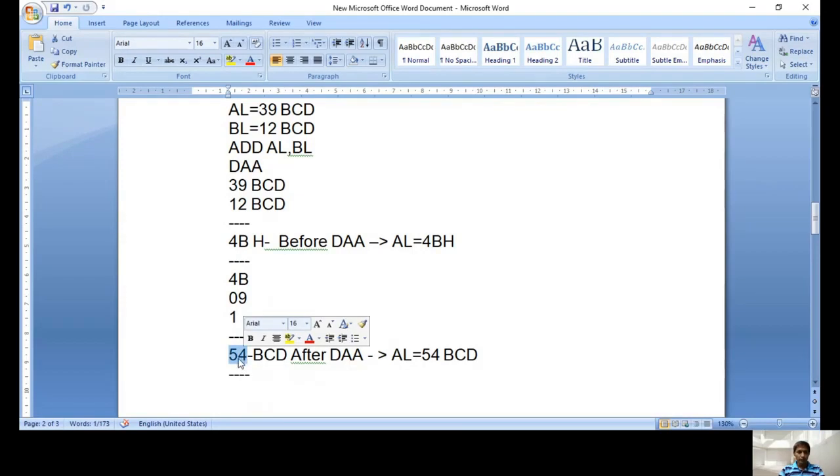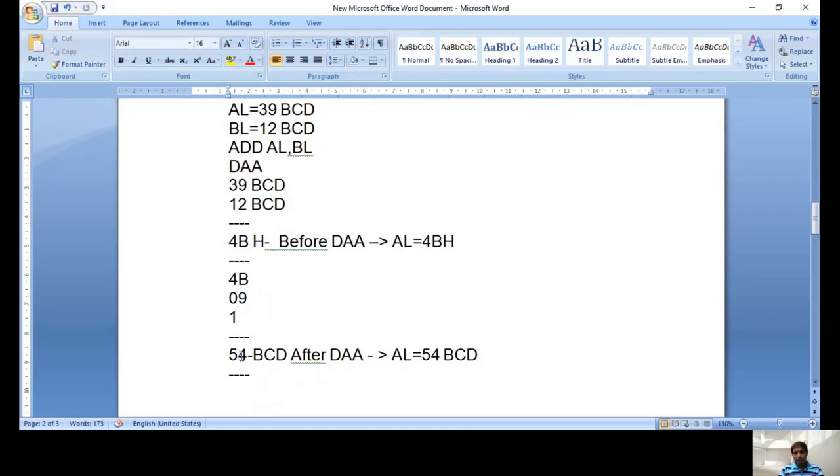Now in this 54, is there any A to F letter? No. Then it is purely BCD. Like that, the DA instruction checks the results. Either the lower 4-bit value is more than 9 or the higher 4-bit value is more than 9. If the lower 4-bit value is more than 9, it will add 09. If the higher 4-bit value is more than 9, it will add 90. In this example, the lower 4-bit value is more than 9, that's why we are adding 09. And it will repeat.